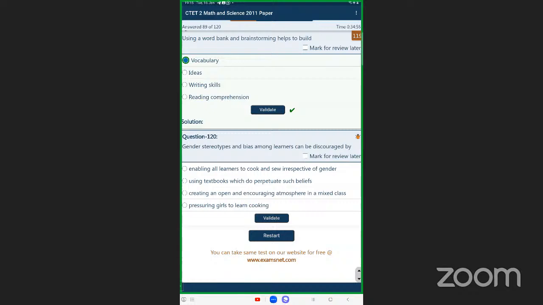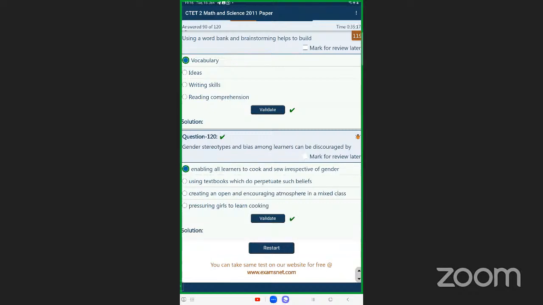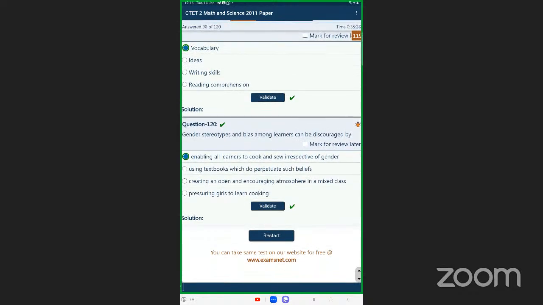Can be discouraged by what, student? If you see, enabling all learners to cook and sew irrespective of gender. Using texts that do perpetuate such a belief is not. That's, you see, student, the correct option. Gender stereotype and bias among the learners can be discouraged by enabling all learners to cook and sew irrespective of gender. So this is what the answer is, student.